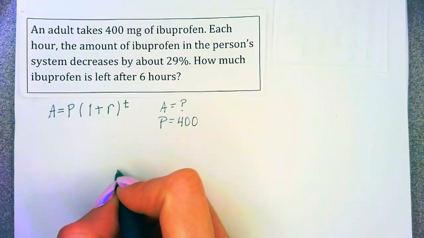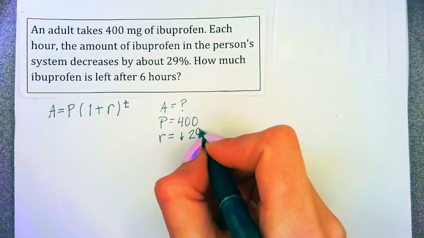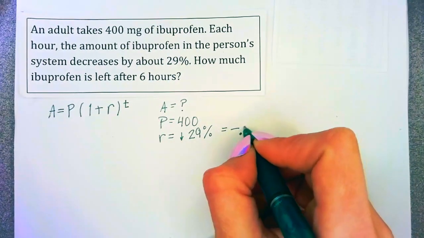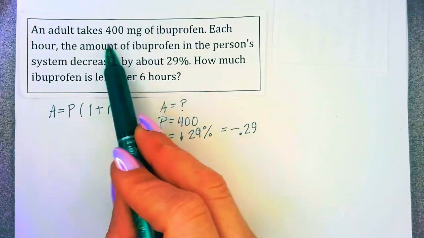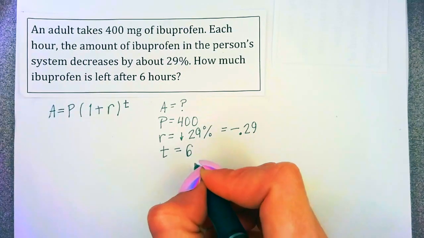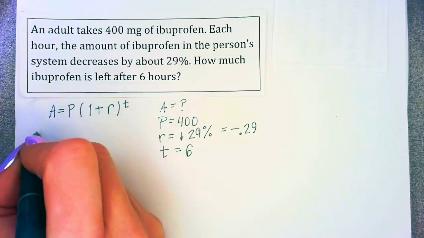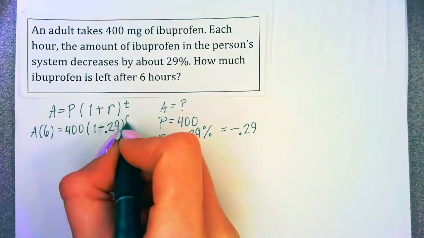The amount of ibuprofen left in a person's system is decreasing by 29%. That gives me an R value of negative 0.29. Time is measured in hours, since not only are we describing how it decreases hourly, but we're also asking how much is left after a fixed number of hours. T will equal 6. The amount after 6 hours equals 400 times the quantity of 1 minus 0.29 raised to the 6th power.